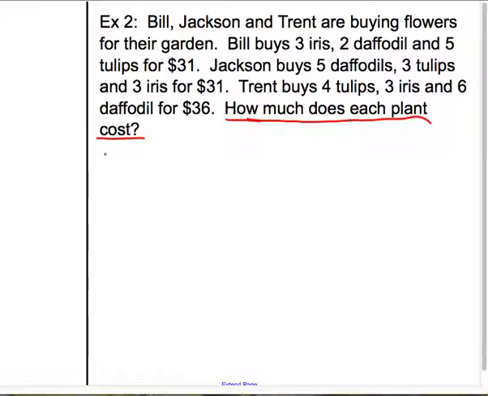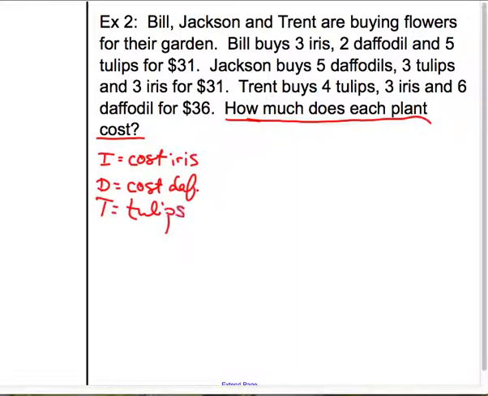We will say I is the cost of irises. D will be our cost for daffodils. And T will be our cost for tulips. All right, so let's take a look. Bill buys 3 irises plus 2 daffodils plus 5 tulips for a cost of $31.